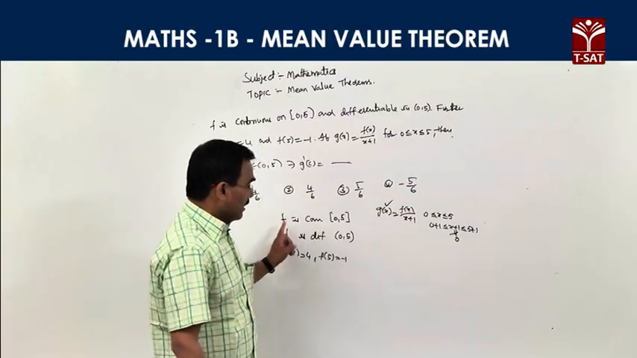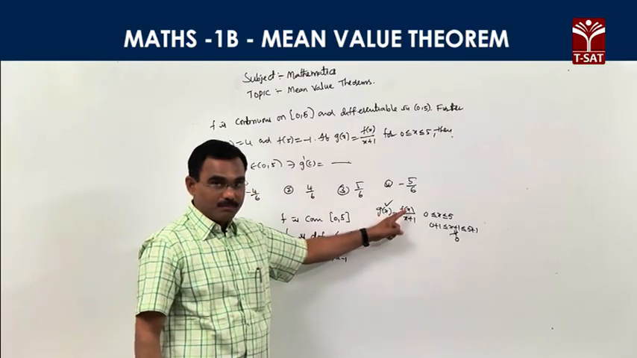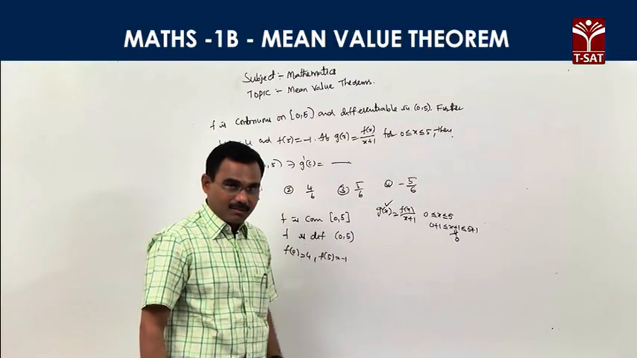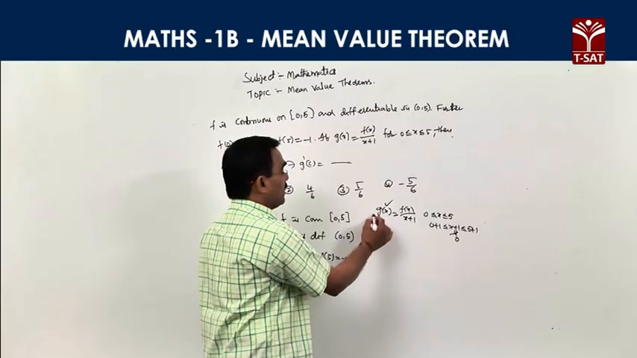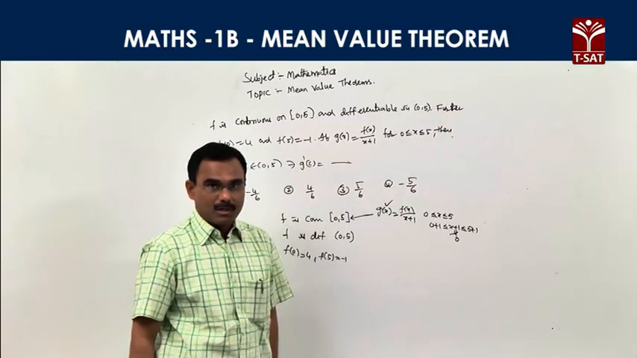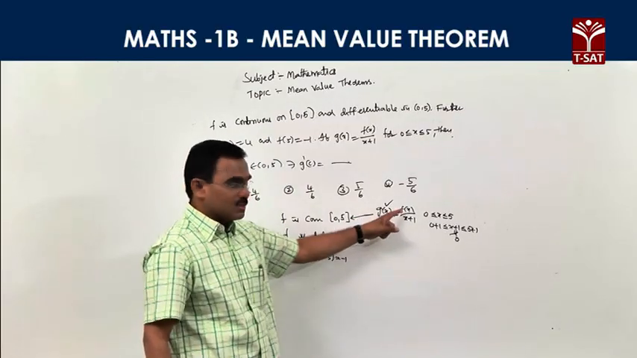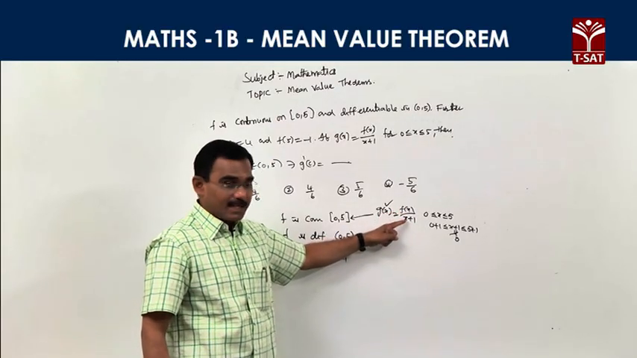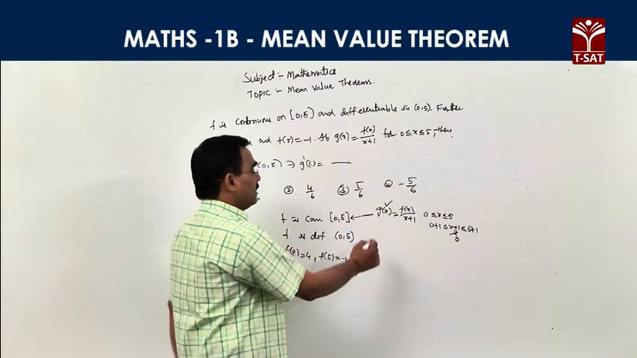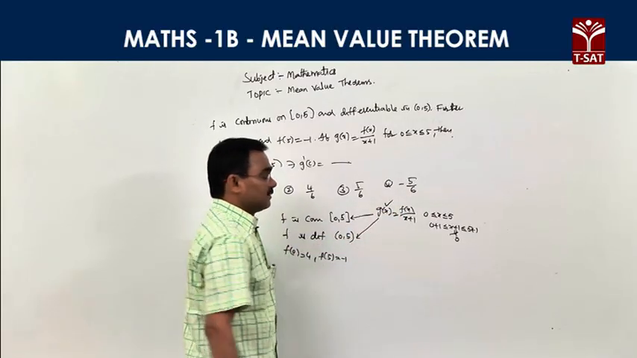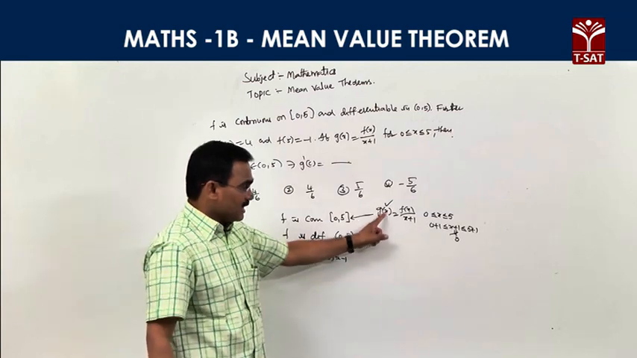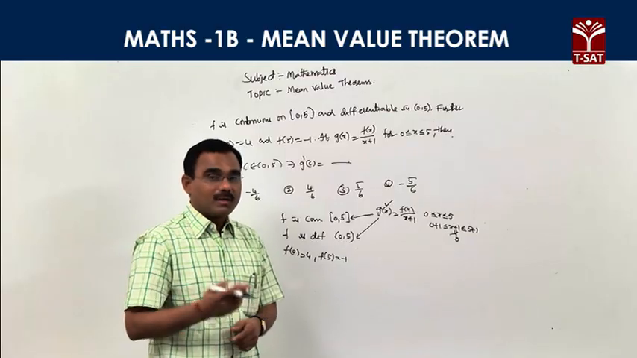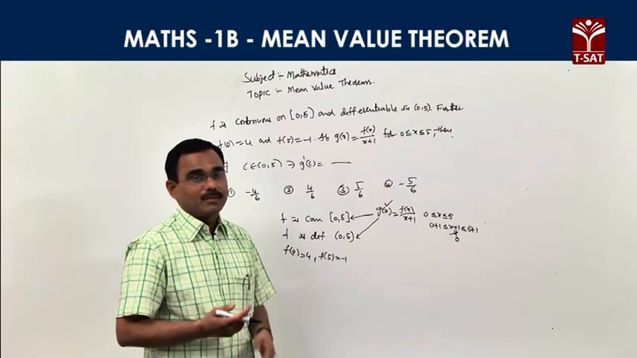And given f is a continuous function, and x plus 1 is also a continuous function with x plus 1 not equal to 0, this implies g is also a continuous function in closed 0 comma 5. And also given f is differentiable, x plus 1 is also differentiable, so f of x by x plus 1 is also differentiable in the open interval 0 comma 5. Therefore g is satisfying the conditions of Lagrange's mean value theorem, continuity and differentiability.